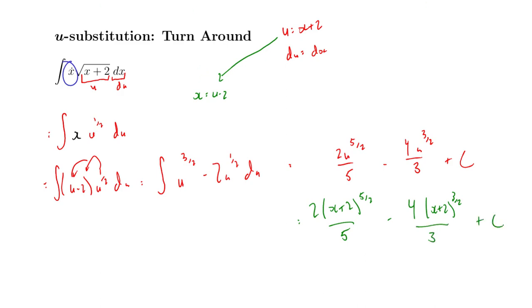So these little turnaround problems show up when we have an extra variable x floating around. It doesn't get wrapped up in our substitution right away. We can just go ahead and take care of that.